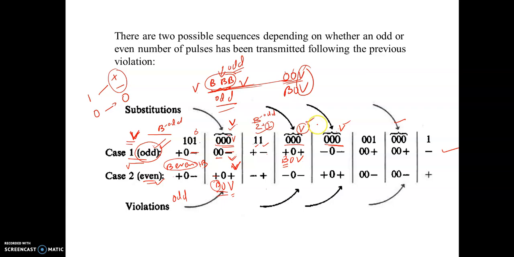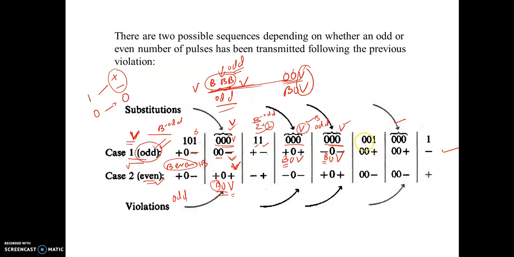You have to make the number of B's odd. So you have to add at least one B. So you have to use this code B0V, so that between two V's you are having one B. That is an odd number of B. So use B0V. B means bipolar alteration. Previous was positive, so the next one will be negative. Then 0. Then violation. Previous was negative, so again it should be negative.